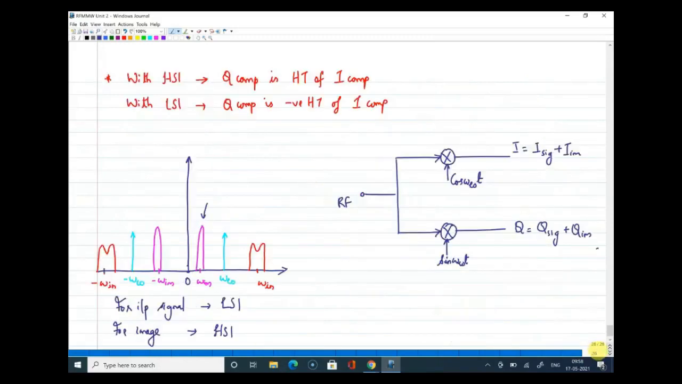So with that, we saw the input and image and their injection with respect to the local oscillator, and we replaced the same diagram over here, and we will do specific operations on this. Our aim is to cancel out the image and sustain the signal. All right, so that we will continue in our next class.